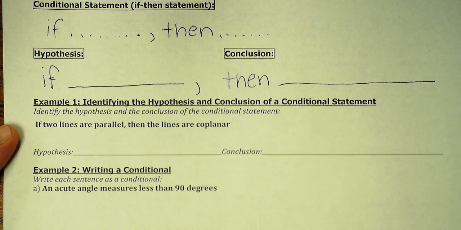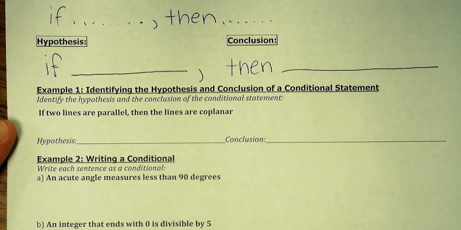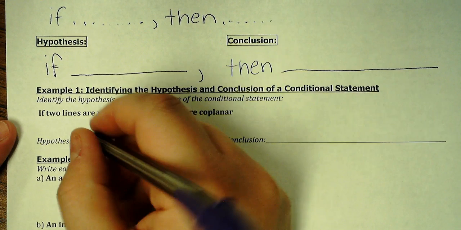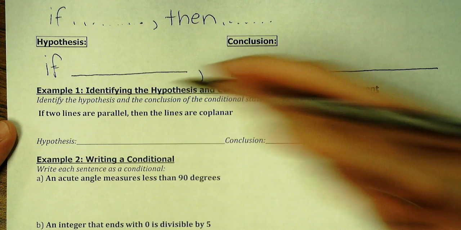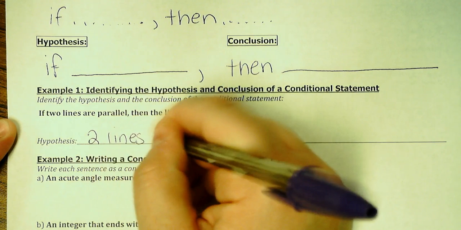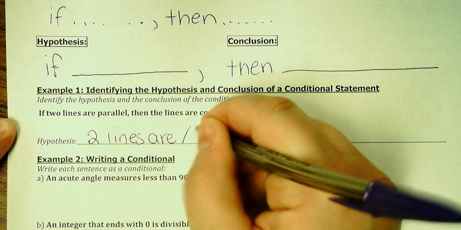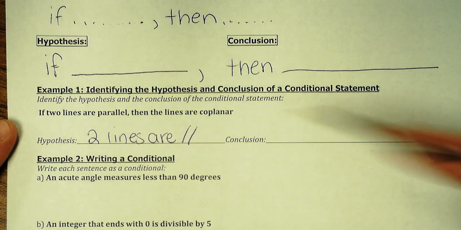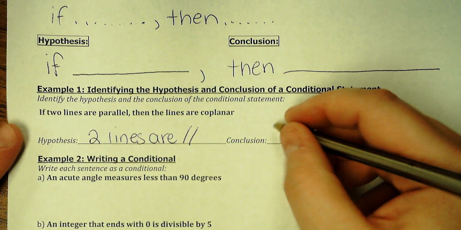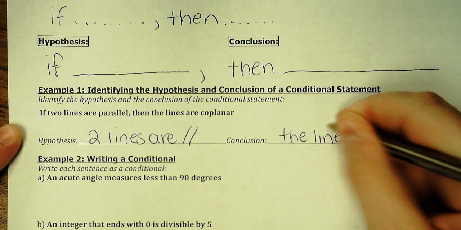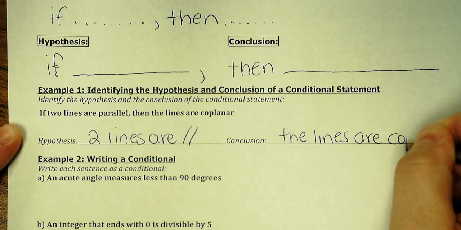If you guys remember from our first unit, if lines are parallel, they do have to be in the same plane. So the hypothesis here is the wording that follows the word if. So this would be two lines are parallel, and I'm just going to use that symbol to abbreviate parallel. The conclusion does not include the word then, but the words following that, and that's going to be the lines are coplanar, meaning they're in the same plane.